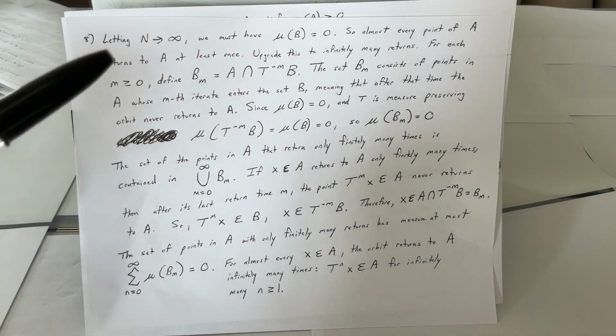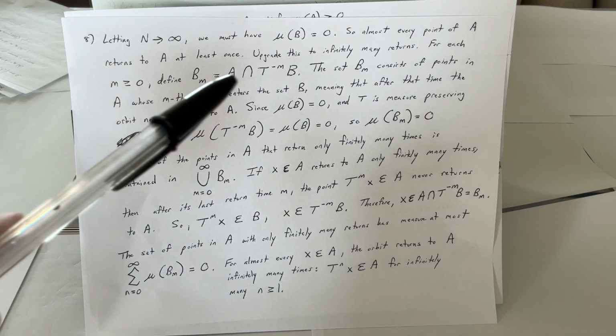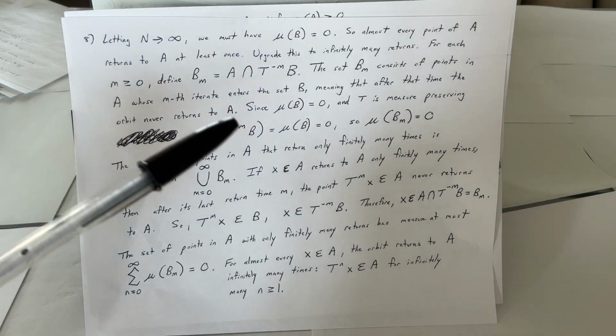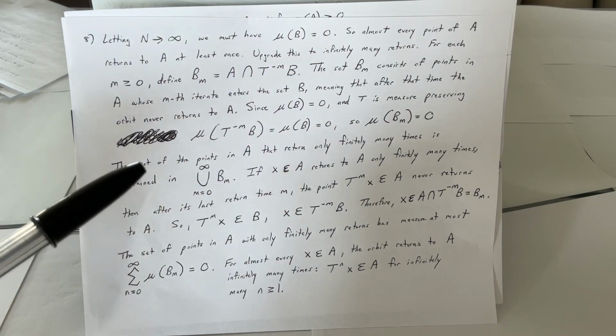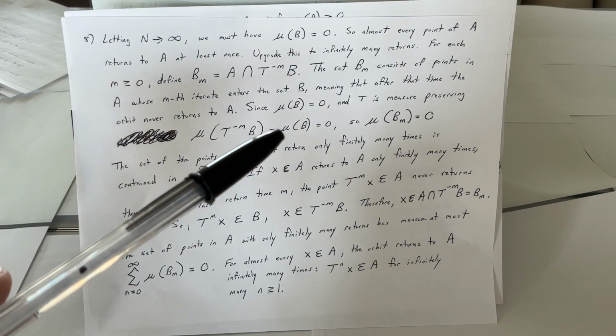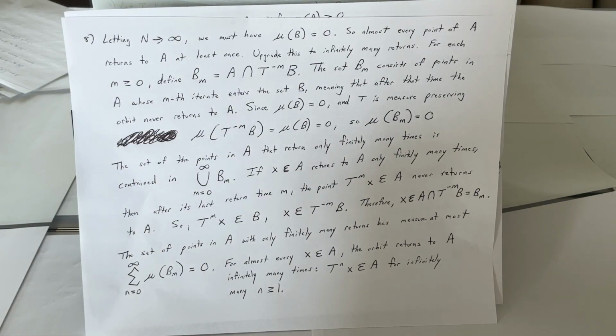Upgrade this to infinitely many returns. For each m greater than or equal to 0, we define B sub m as this. The set B sub m consists of points in A whose m-th iterate enters the set B, meaning that after that time the orbit never returns to A. And since mu of B equals 0 and T is measure preserving, we get mu of T to the negative m B equals mu of B equals 0. So mu of B sub m equals 0.